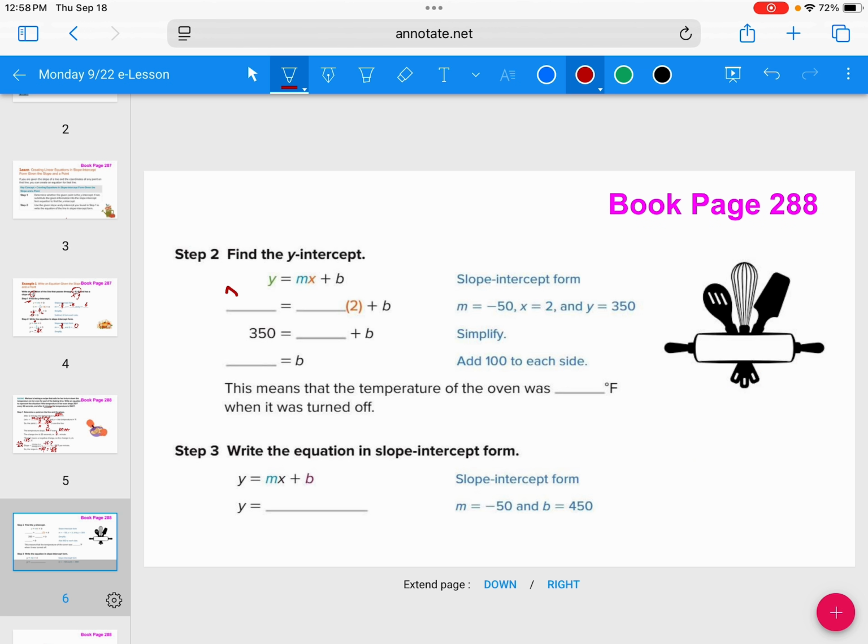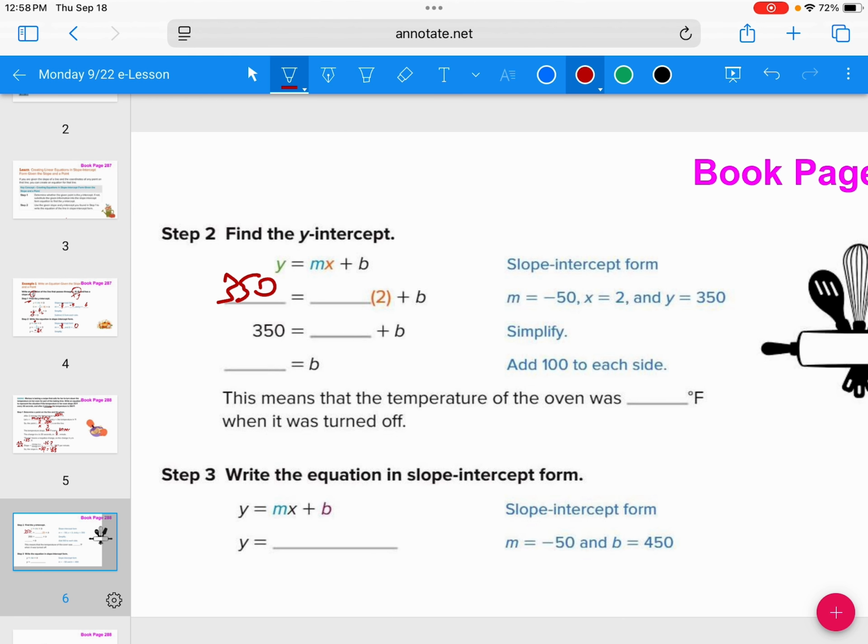So this is going to be 350 equals, let's see, x is 2, so we're multiplying that by negative 25, or actually negative 50, excuse me. It has to be negative 50 because we're doing by minutes here. And then we add our starting point, which we haven't figured out. So we're going to have to solve for that.